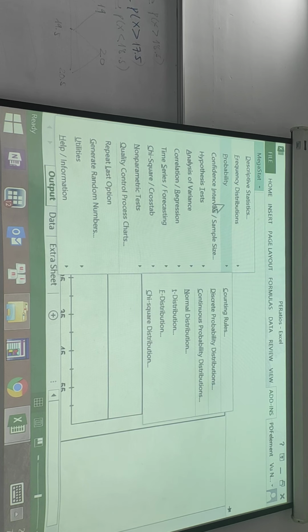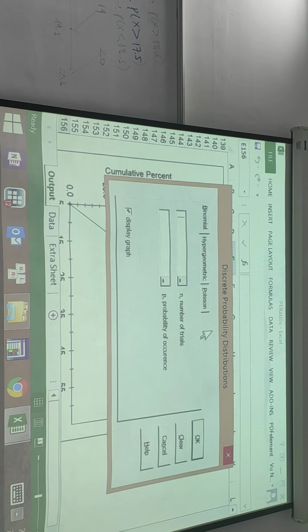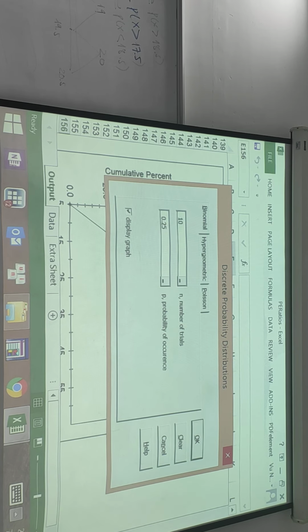Now I will have you compute some discrete probability. Let's say I want to study the binomial. You do a multiple choice test of, let's say, 10 questions. And the probability that you select a question correctly is 0.25, right? 1 over 4, 0.25. Okay?